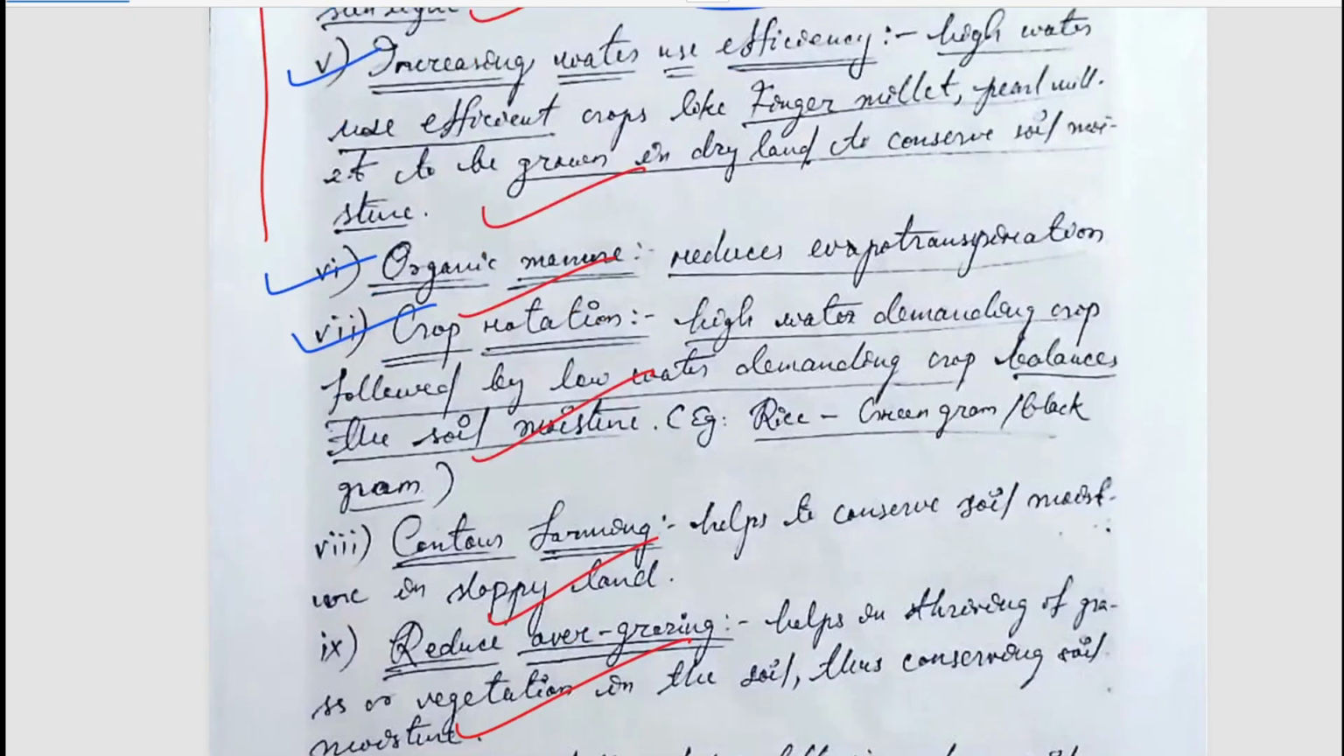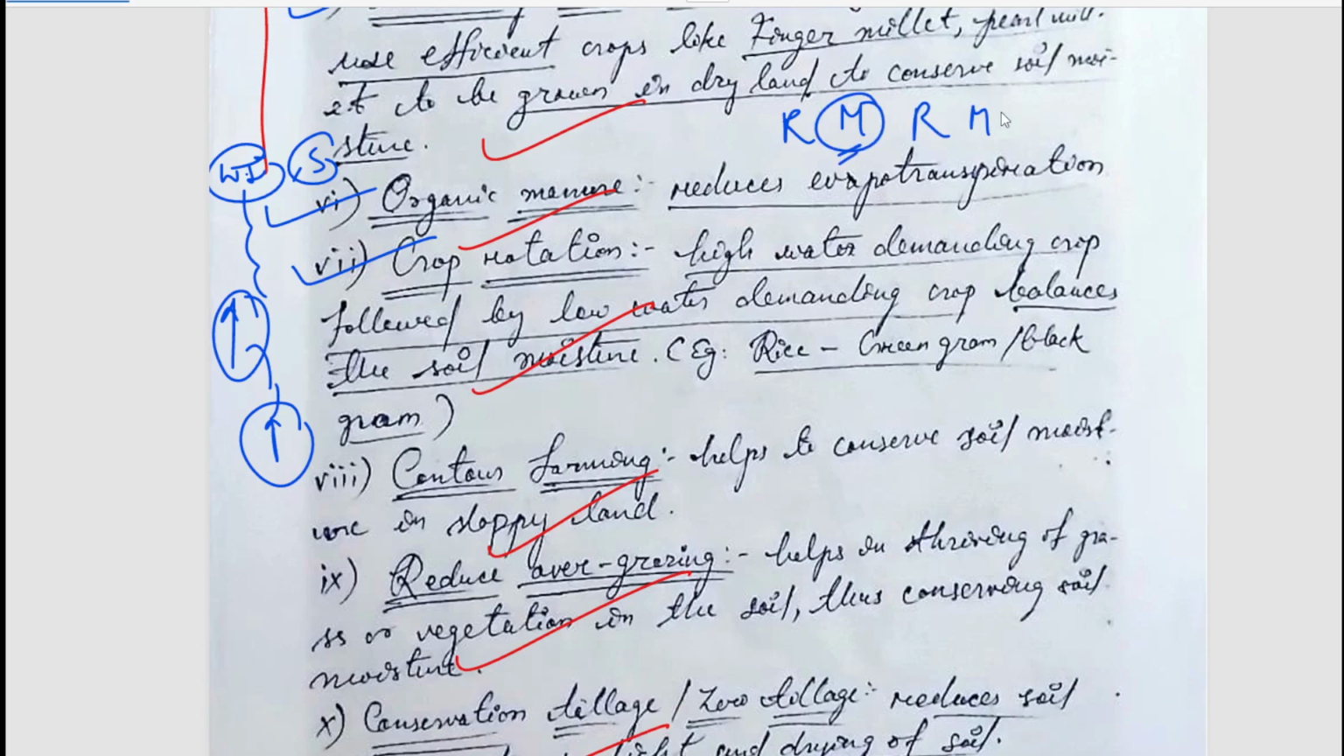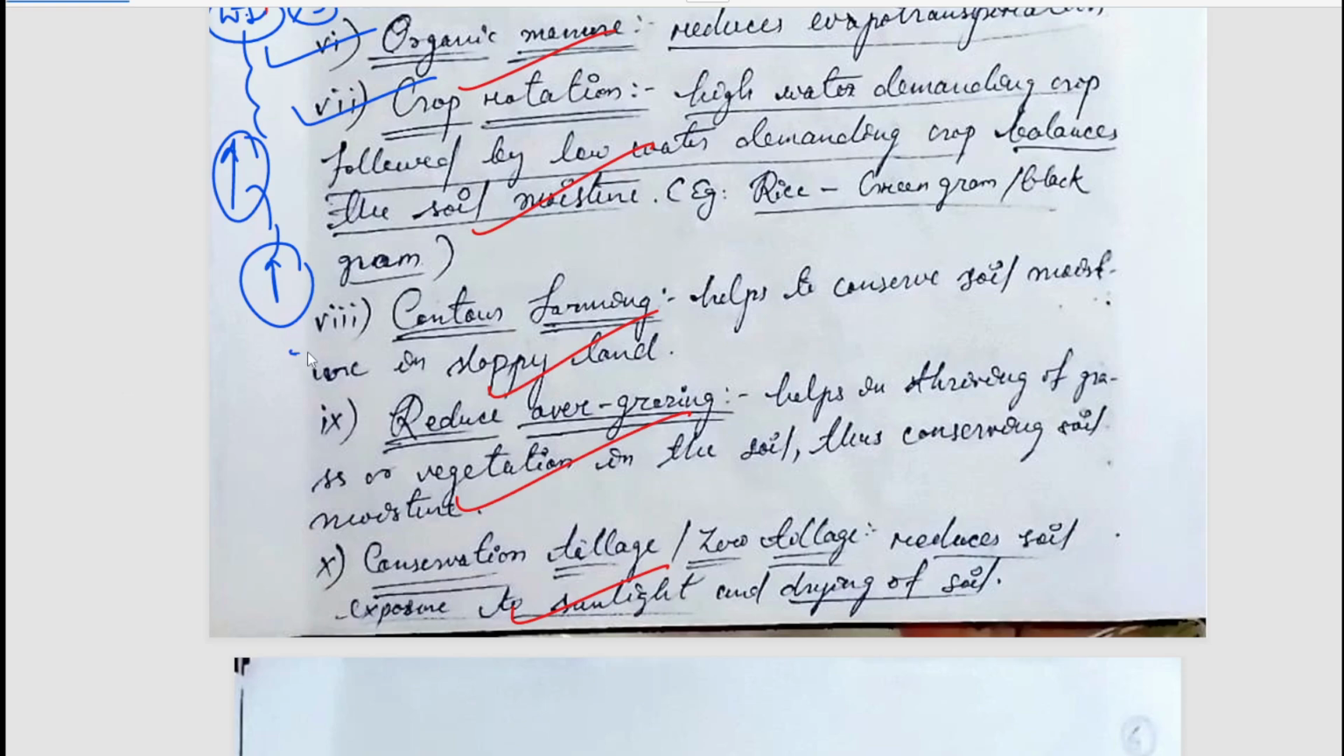Crop rotation can be done, because suppose there is one high water-consuming crop and one less water-consuming crop, so we can rotate them. Rice is a very water intensive crop. Sugarcane is also very water intensive. If you grow rice season after season, it will take a lot of water and there will be problems of soil moisture. So we can rotate rice, then millets, which are less water intensive, then again rice, then millets. During millets, the soil will get time to replenish its moisture. So that is important. Contour farming can be done.